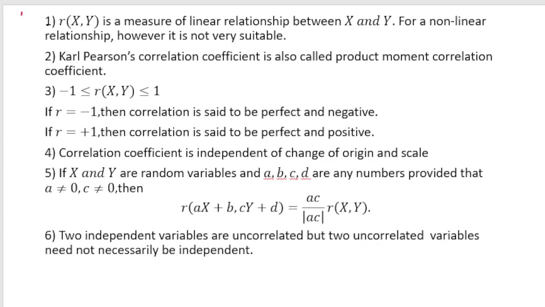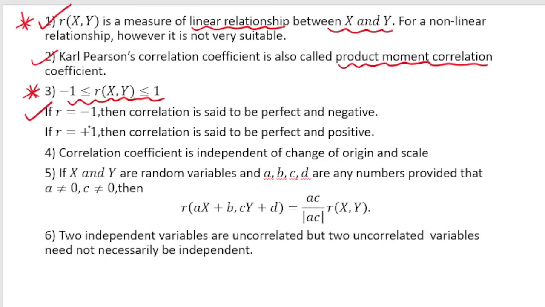There is a list of properties that I have highlighted here, and all of them are very popular for multiple choice questions. The first one I have already told you: the correlation coefficient is a measure of linear relationship between x and y. For non-linear relationship, this is not very suitable. The second important point is that the Karl Pearson coefficient of correlation is also known as product moment correlation. Keep that in mind. One of the most important properties is that the correlation coefficient takes its value between -1 and 1. If r is equal to -1, then correlation is said to be perfect and negative. These are facts you need to keep in mind.